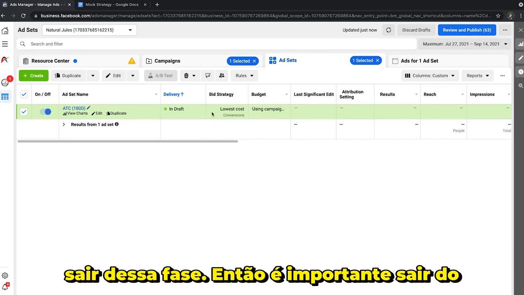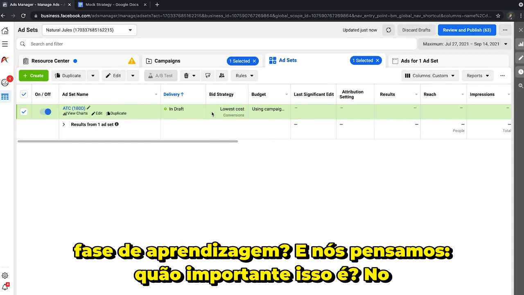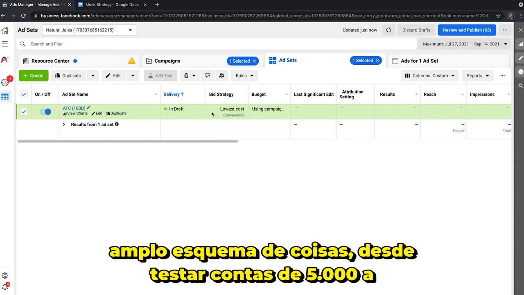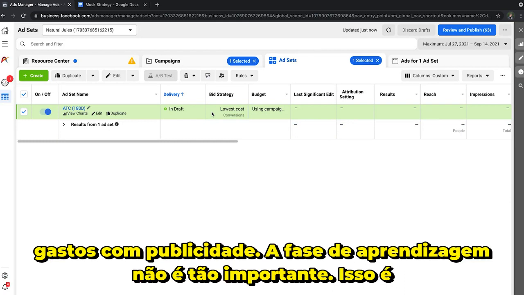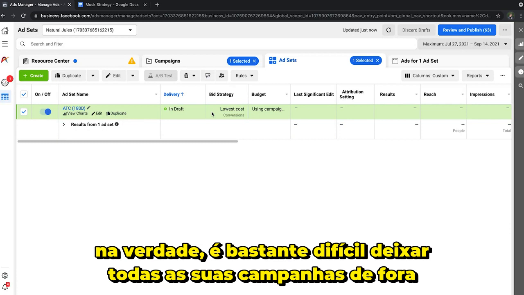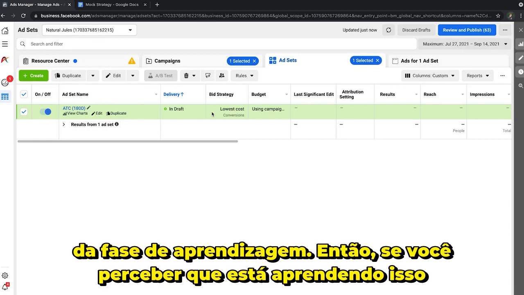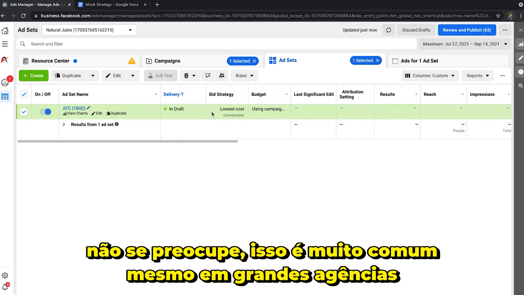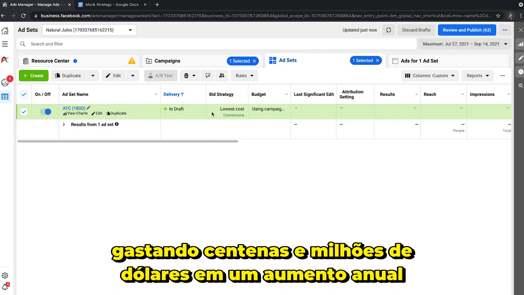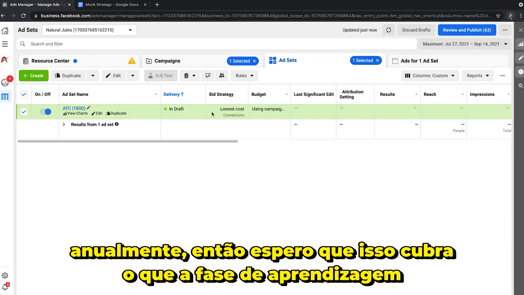So is it important to exit the learning phase? How important is it? In the broad scheme of things, from testing accounts from $5,000 a month spend, 10,000, 50,000, all the way up to 150,000 a month to more than $500,000 in a month in ad spend, the learning phase is not that important. It's actually fairly difficult to let all your campaigns exit the learning phase. So if you see that it's learning limited, that means it's been over a week and hasn't hit 50 purchases, don't worry. That's very, very common, even for large agencies spending hundreds of millions of dollars on an annual basis.